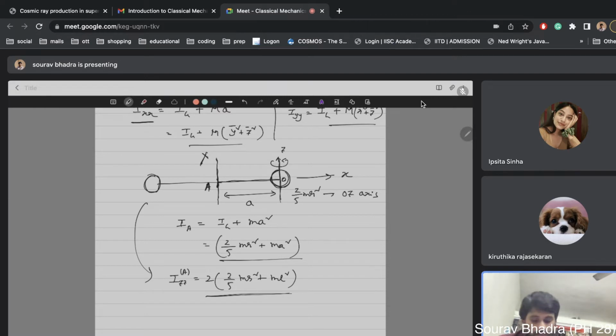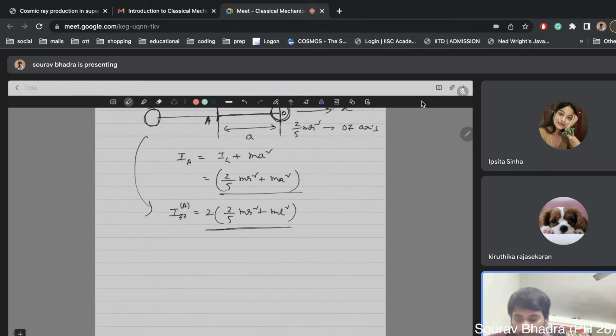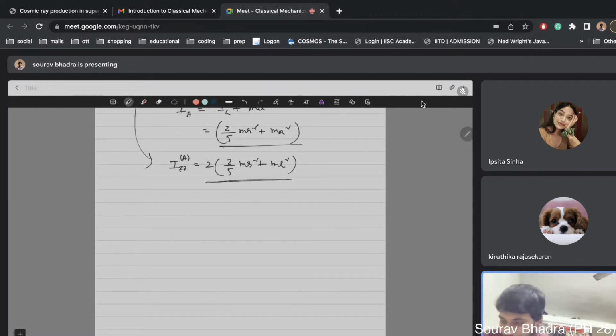So now we will do a problem, as I told you, a sphere with a spherical cavity. This is the same type of application.